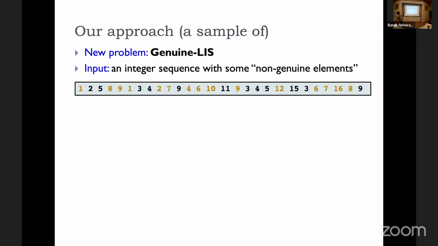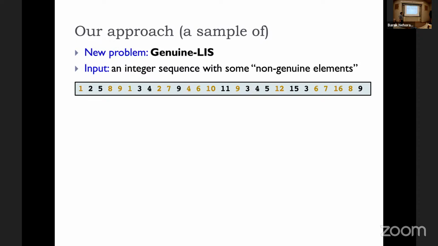Okay, so first of all, let me introduce a different problem. I mean, it's a different model, really. It's the same problem, but under slightly different model. You'll see how it connects to our problem after that. This problem is called Genuine-LIS. Okay, so here is how it is, right?